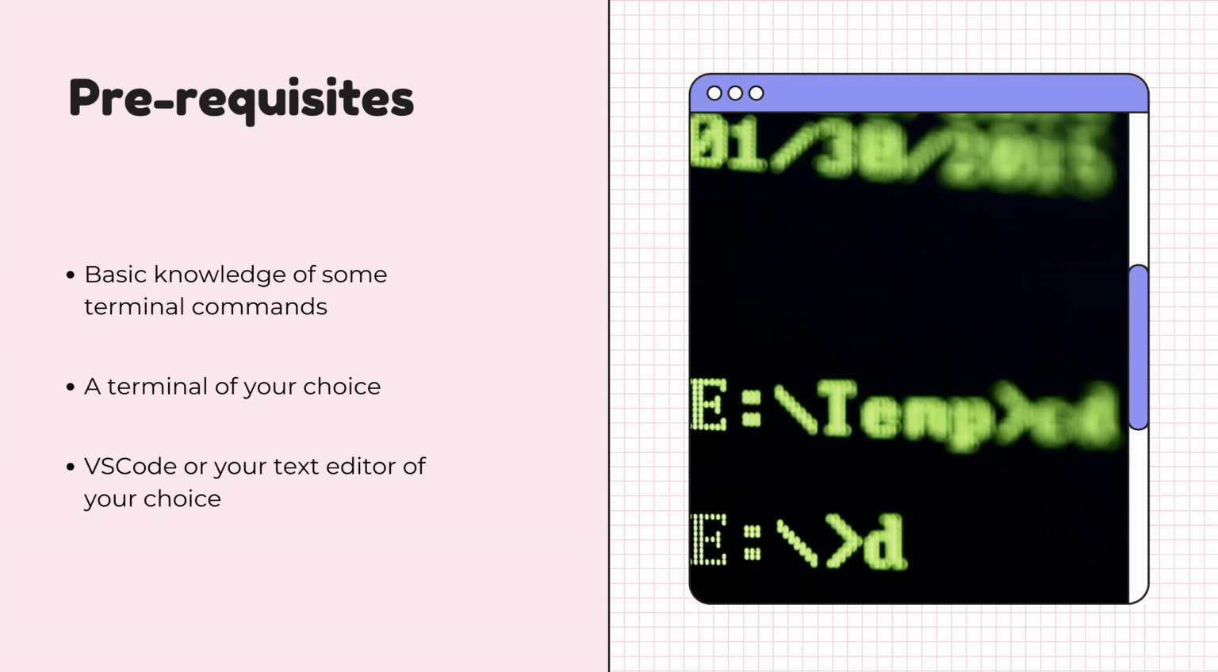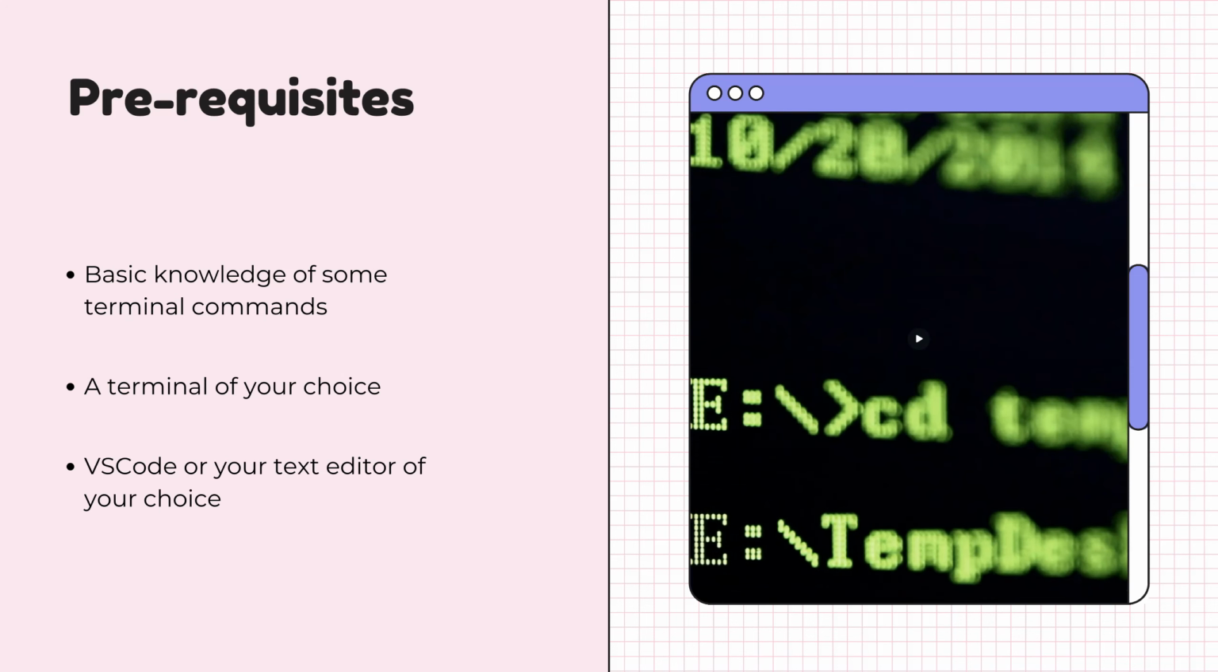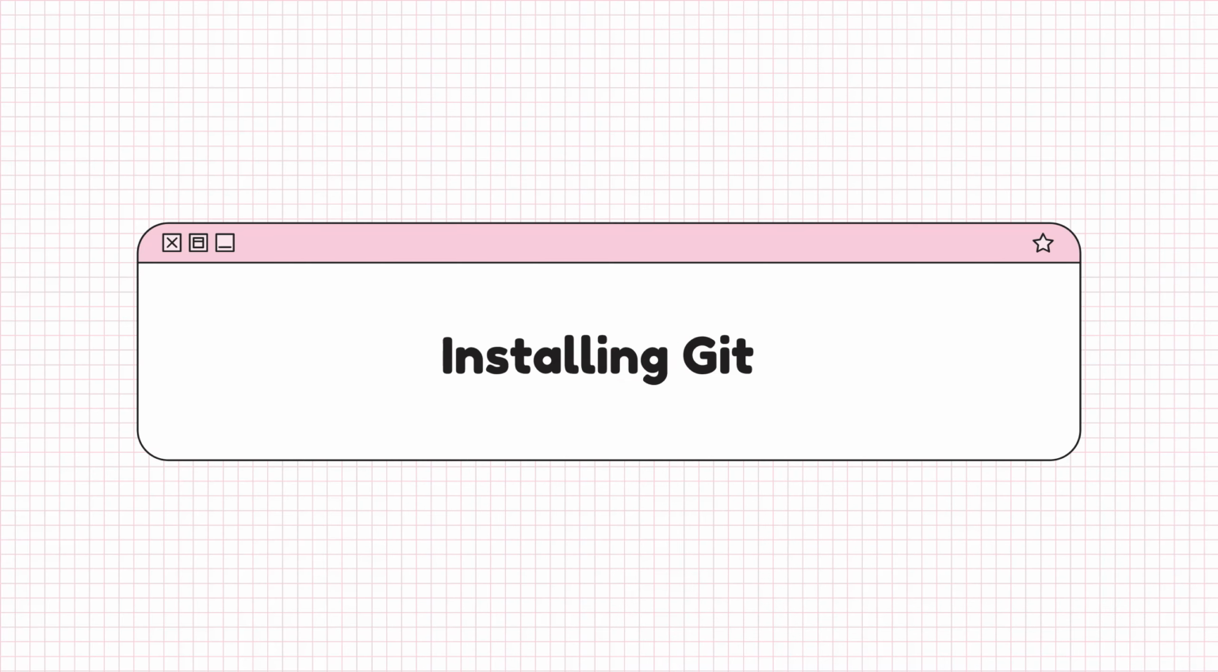To follow along in this video, there are some prerequisites that you should know. Since I will be sharing some basic Git commands, you need access to a terminal and also some basic knowledge on some terminal commands. If you don't have prior knowledge, I'll quickly explain what these commands are. Also, a text editor, ideally VS Code, will be preferable. I'll add the links to where you can download these in the video description below. Okay, let's get right into it.